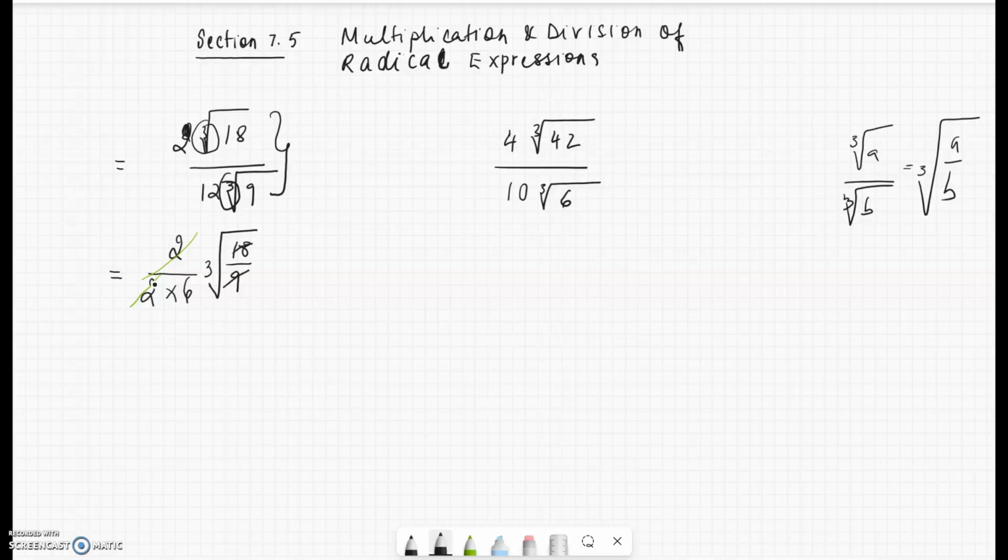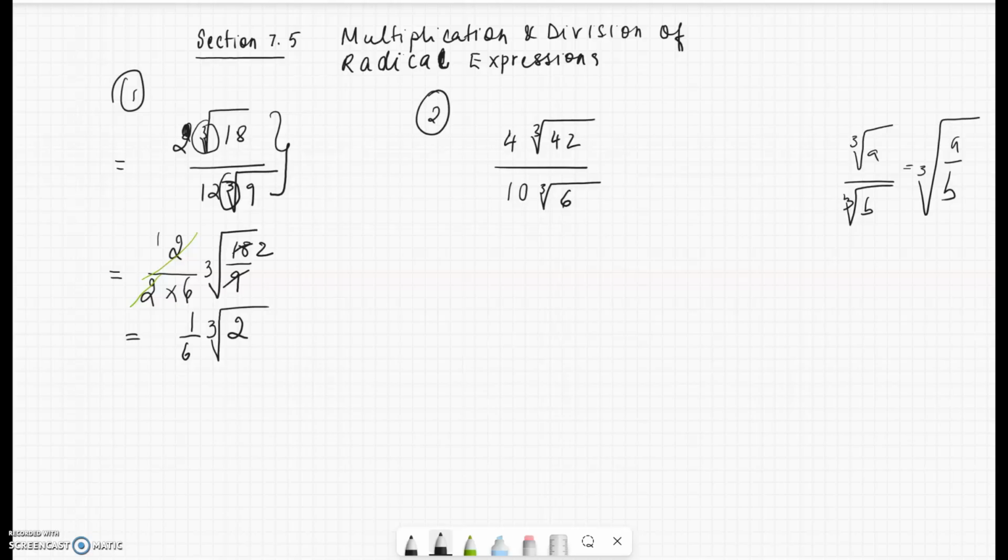So 9 times 2 is 18. I cancel common factors and I get 1/6. The 6 is in the denominator. 2 over 2 is a 1. 1/6 the cube root of 2. That is the simplest form. So that's our first problem.